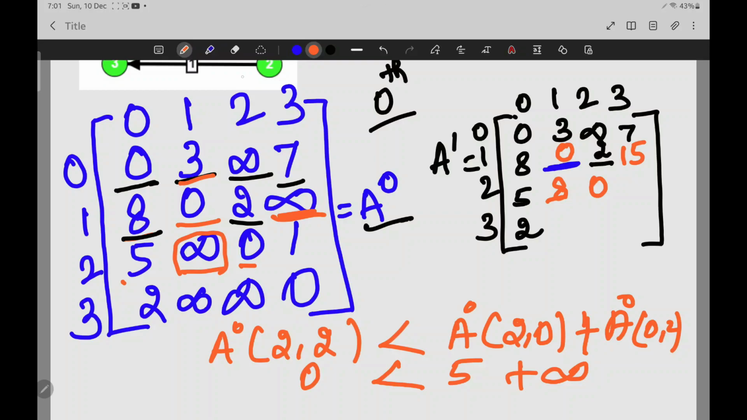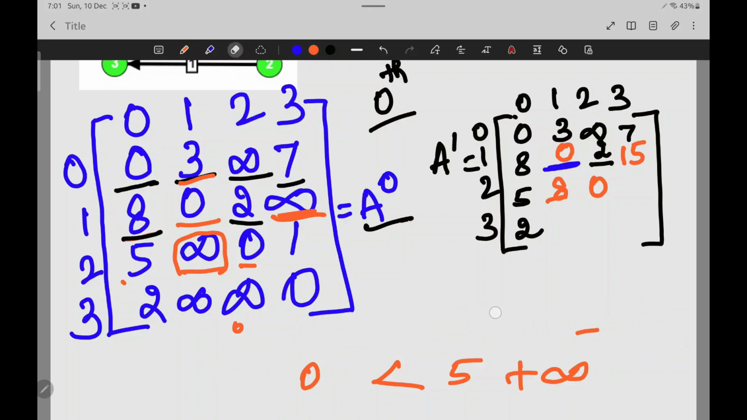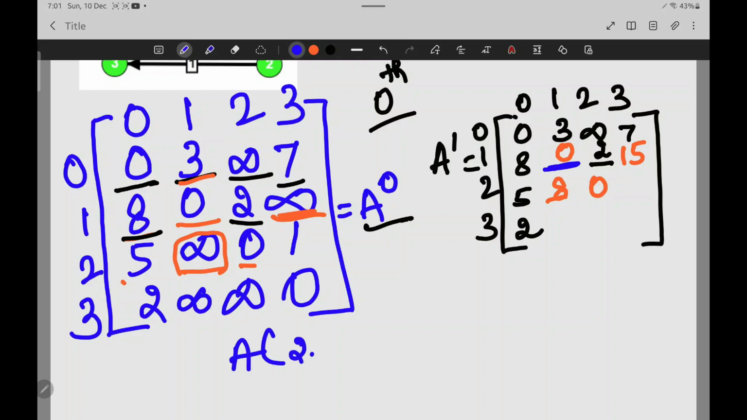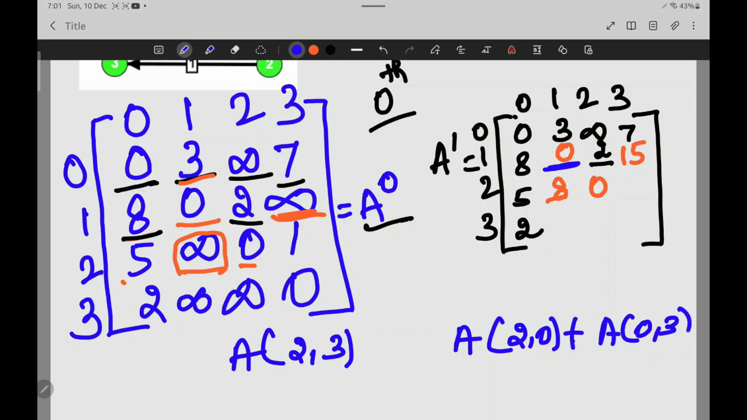Okay. So here we need to find the next value, A of 2 comma 3. This is via 0. So A of 2 comma 0 plus A of 0 comma 3. So what is the value of 2 comma 3? 1. So 1 is less than 2 comma 0, which is 5. So definitely the previous value only is the minimum. Therefore we will have the same value.